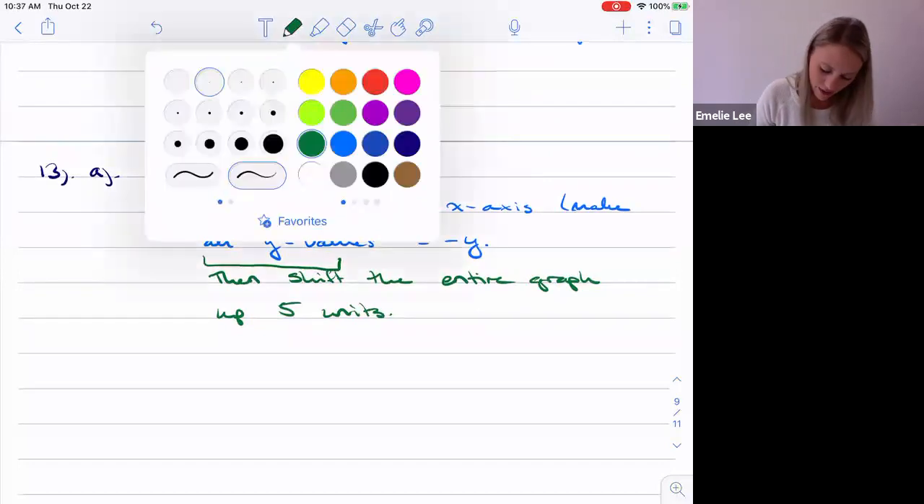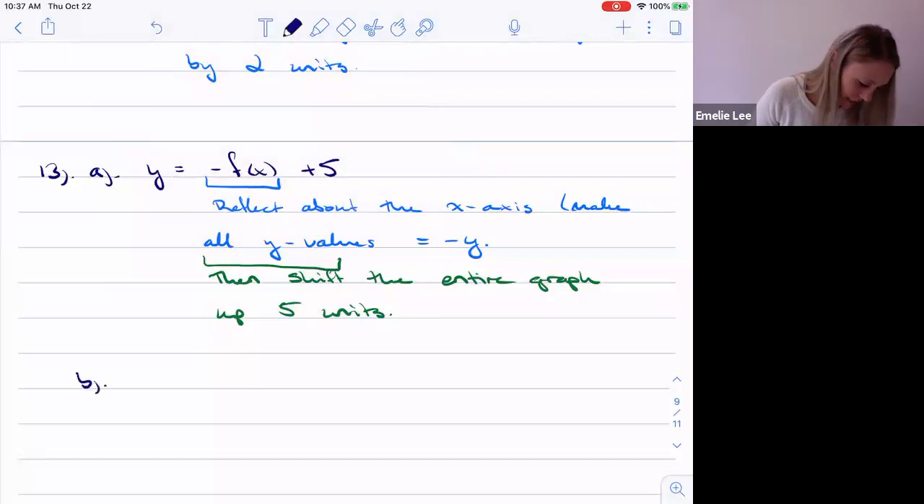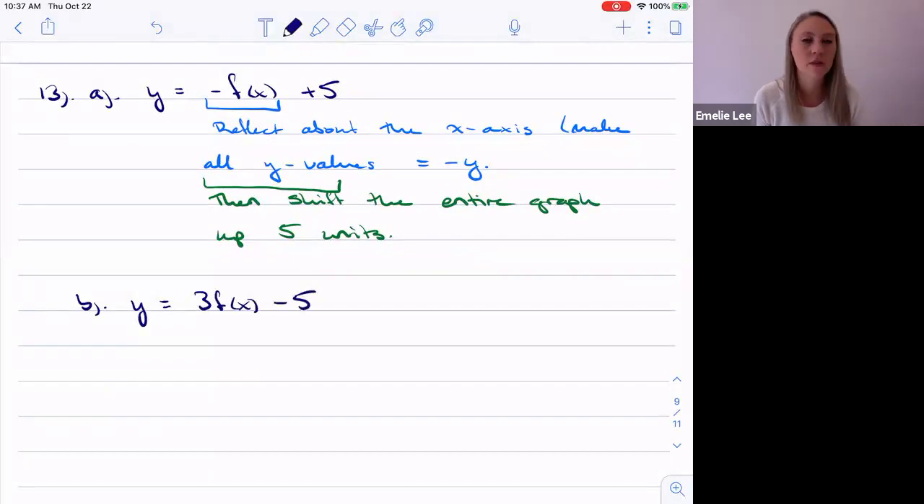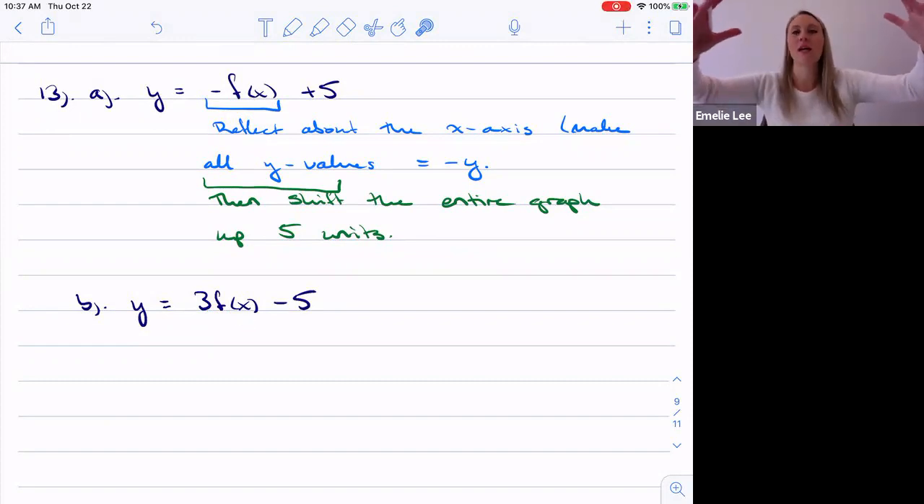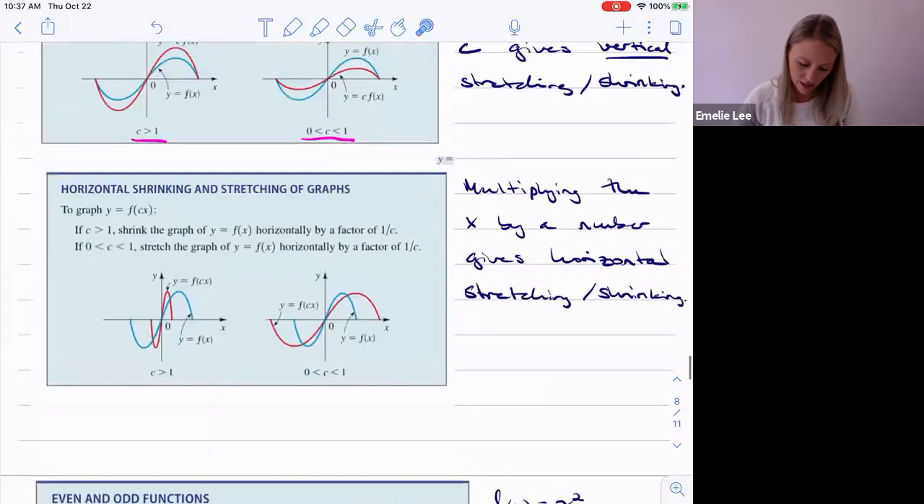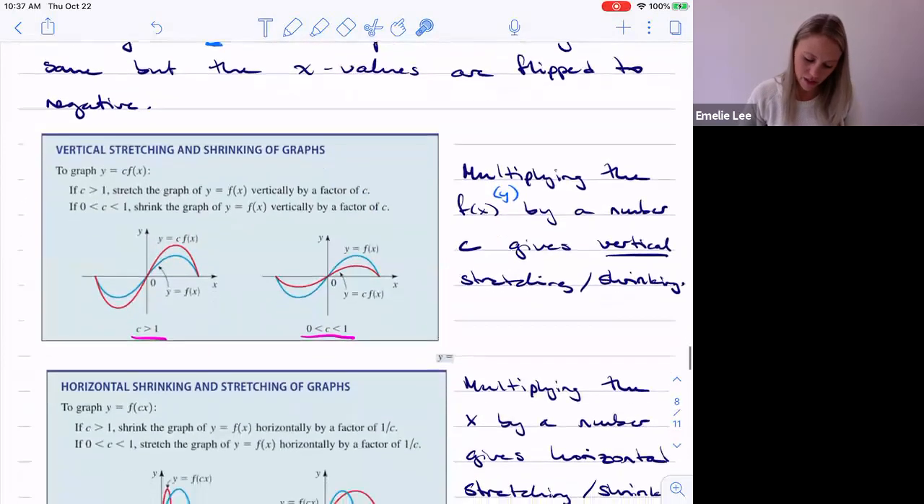What if we have 13b? Y equals 3 times f of x minus 5. This is very similar to what we just did, but now I'm multiplying my y values by 3, and then I'm moving everything. Once I'm done that, I shift everything down by 5 units. Multiplying the y values by 3, just so we know what to expect, let's go back here. It's going to be a vertical stretch.